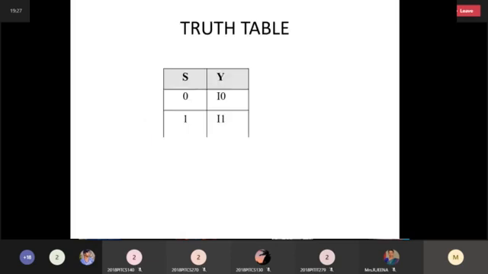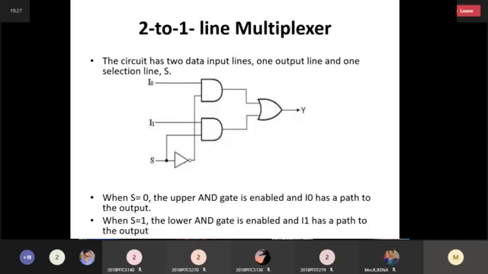If the selection line S is 0, the first input I0 is activated. If S is 1, the second input I1 is activated. So S is 0 means I0 is activated, S is 1 means I1 is activated.